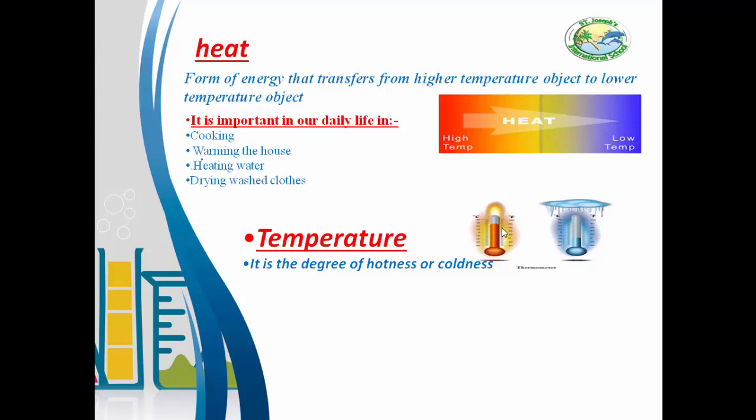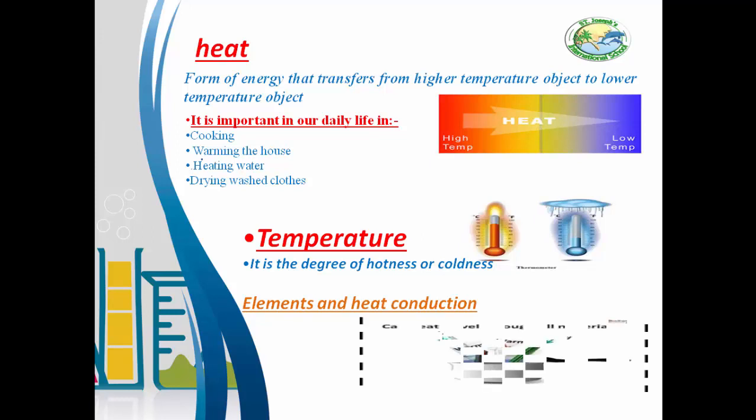The next point, we can classify elements or materials according to conducting heat into good conductors of heat and bad conductors of heat. Elements and heat conduction. Some materials allow heat to flow through, and the good conductors of heat feel hot very quickly because they allow heat to travel through them, while the bad conductors are materials that stop heat energy from moving in them.